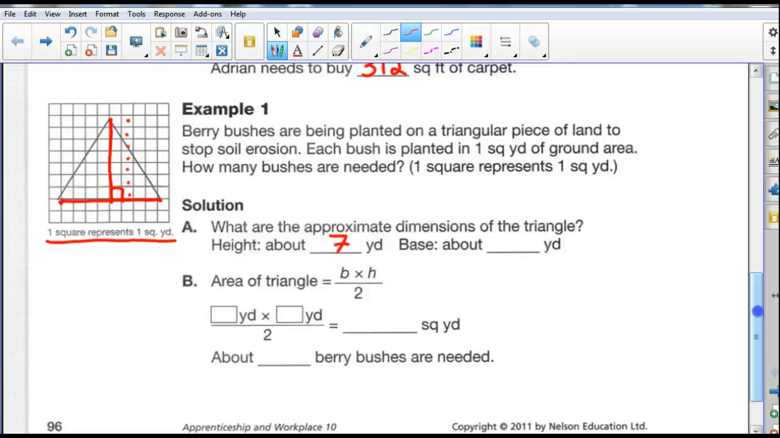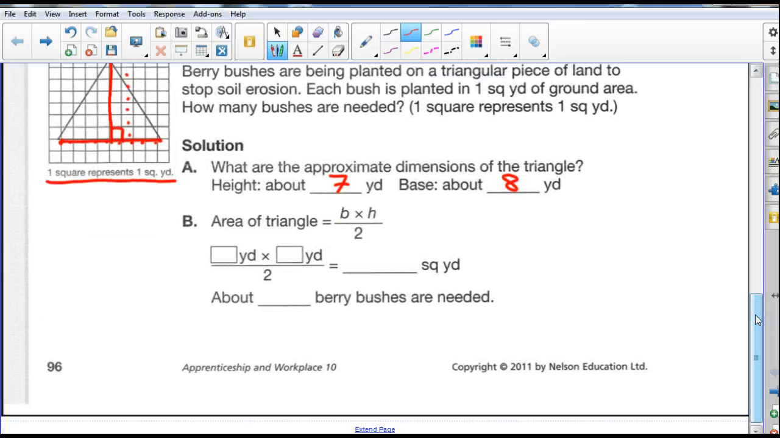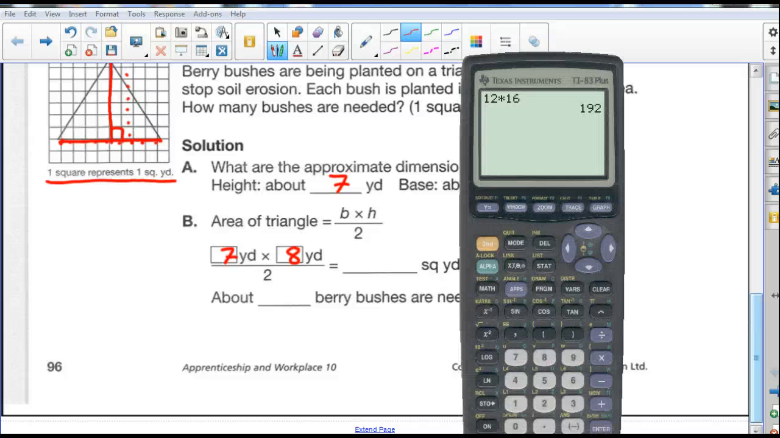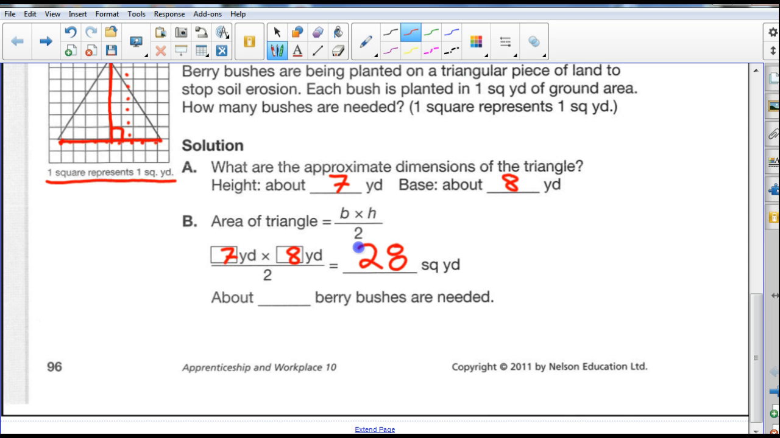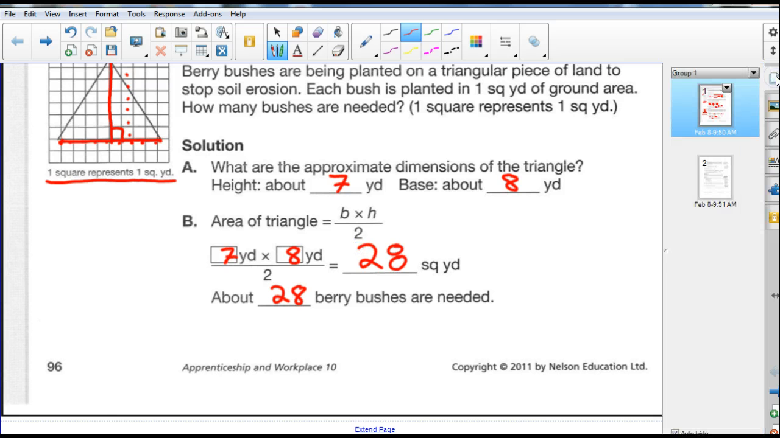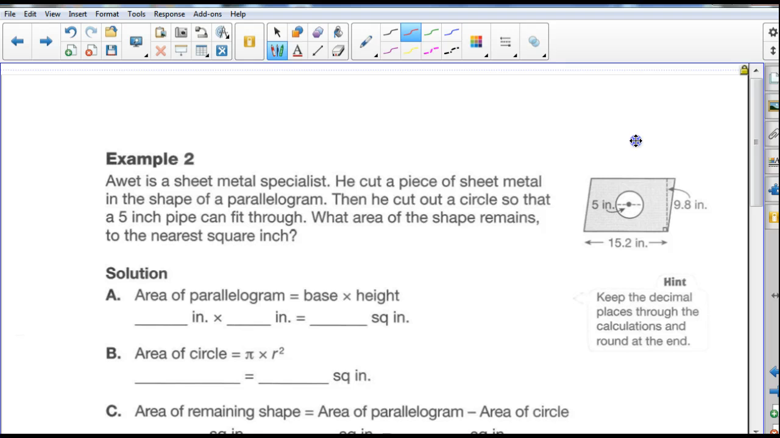We could say the base is about 1, 2, 3, 4, 5, 6, 7, 8. Is about 8 yards. So the area of the triangle is the base times height divided by 2. Okay, which is 7 yards times 8 yards divided by 2, which is 56 divided by 2. And if you can't figure that out, just take your calculator, do 56 divided by 2, and we get 28. So it's approximately 28 square yards. So about 28 berry bushes are needed. Okay, very simple calculation. Practical example. Let's do example number 2.